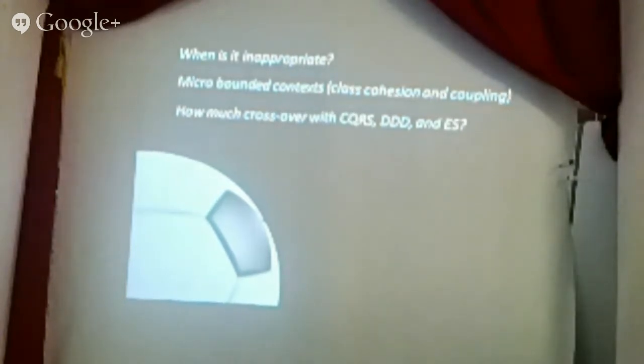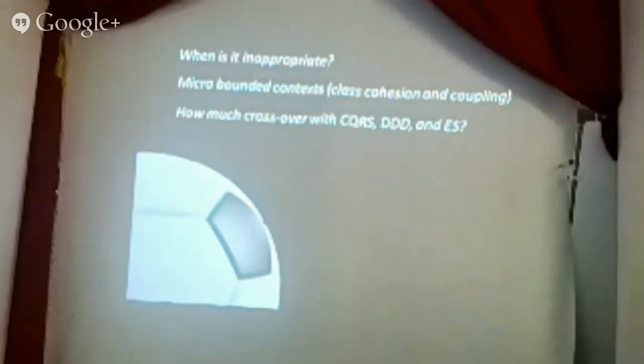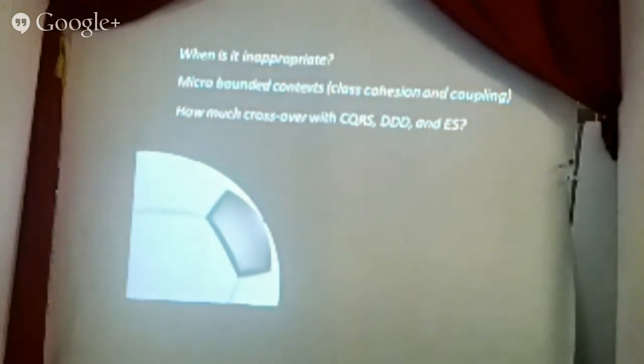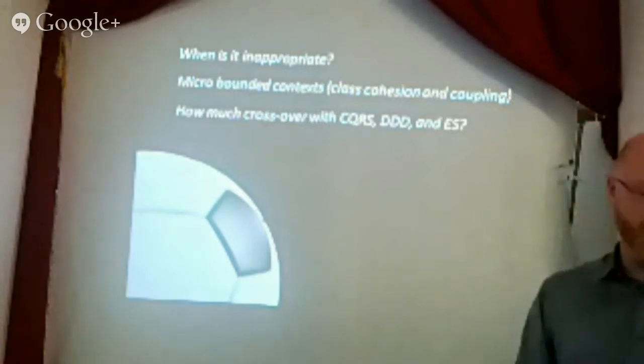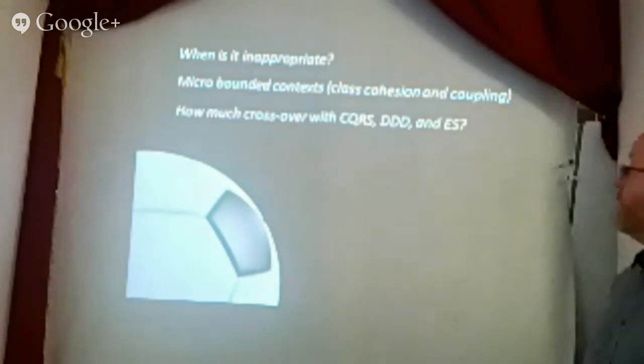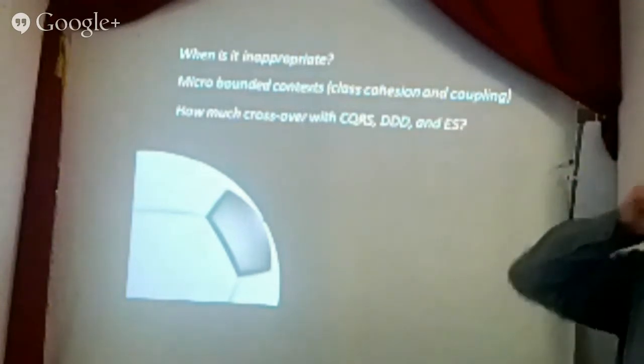There's a lot of crossover with other disciplines like DDD, CQRS, and event sourcing. And there's also, I find, a lot of commonality between what hexagonal architecture offers as a pattern, if you like, and what I do when I'm writing object-oriented code, if I'm writing a class. So, first of all, on the first point, when is it inappropriate?